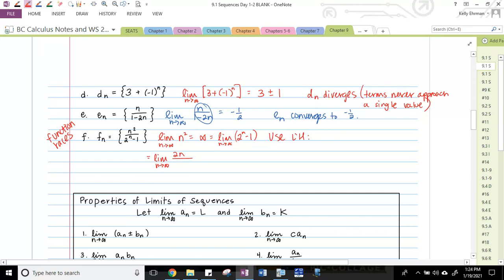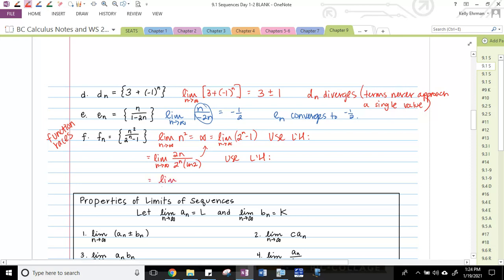What's the derivative of an exponential? It's 2 to the n times the natural log of the base, natural log of 2, and the 1 goes away. Now that's still infinity over infinity. In the interest of time, I'm just going to say, okay, use L'Hopital's again, but technically you'd have to write out something like this.